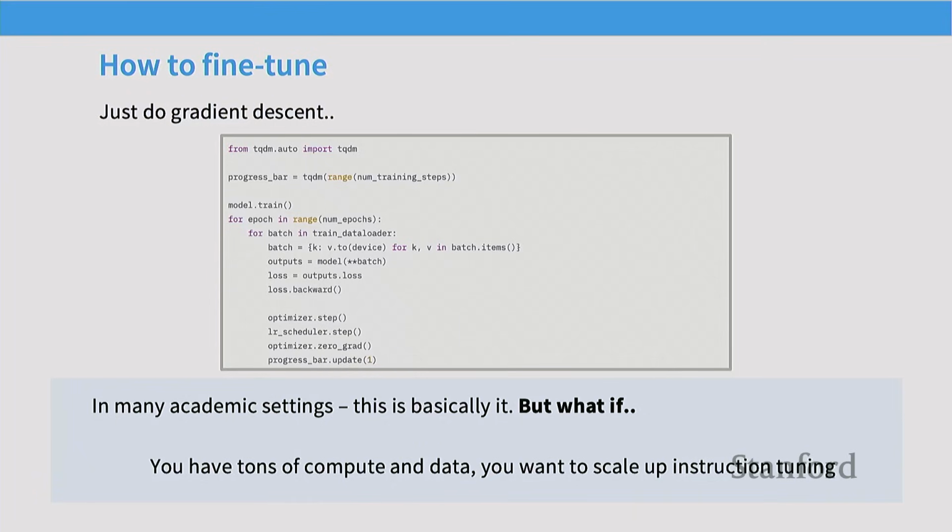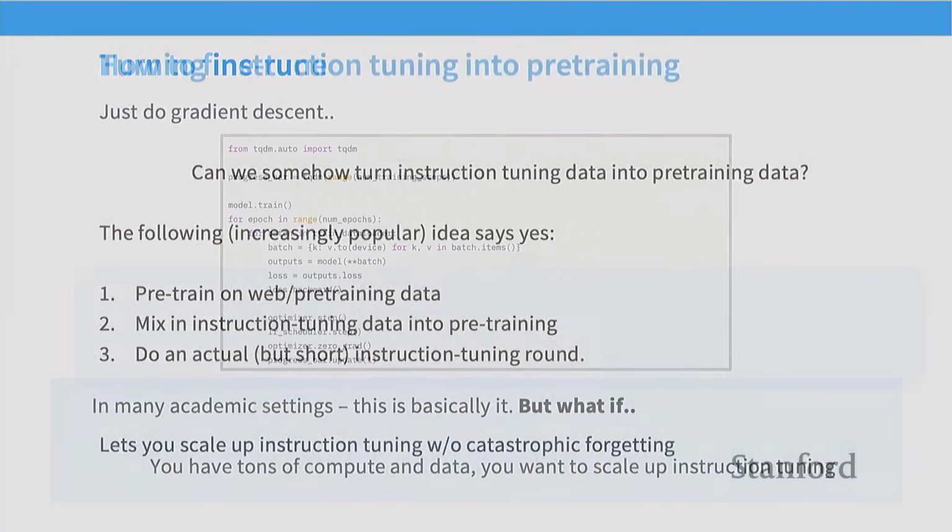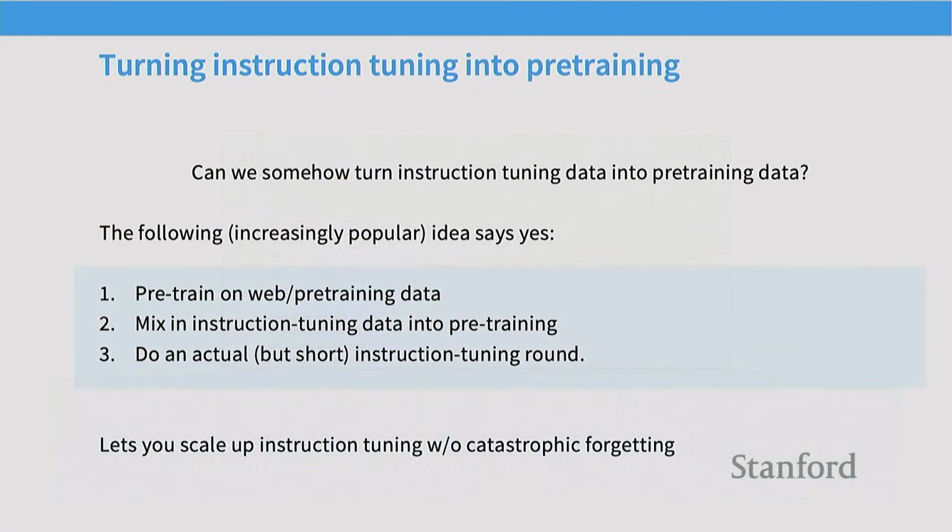But if you're at a frontier lab and you've got more compute and more money than you know what to do with, and a lot of data, you can scale this whole process up quite a bit. Modern instruction tuning pipelines are starting to look a lot like pre-training pipelines. And so increasingly, the boundaries between pre-training and instruction tuning are getting blurred.